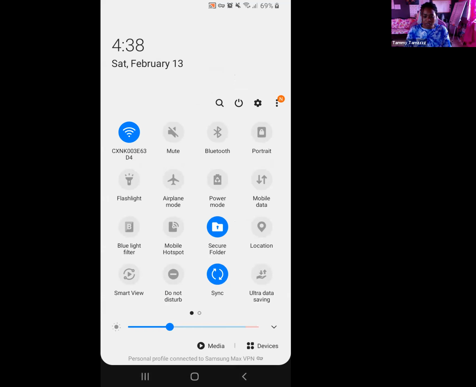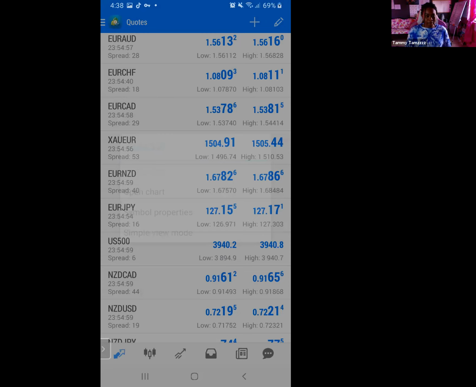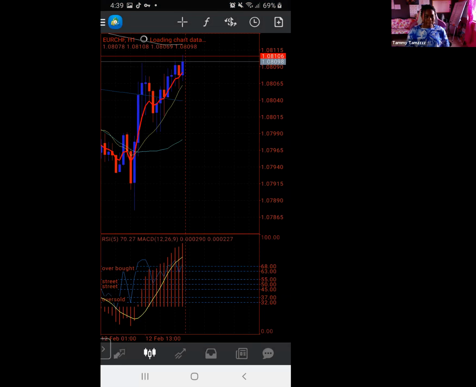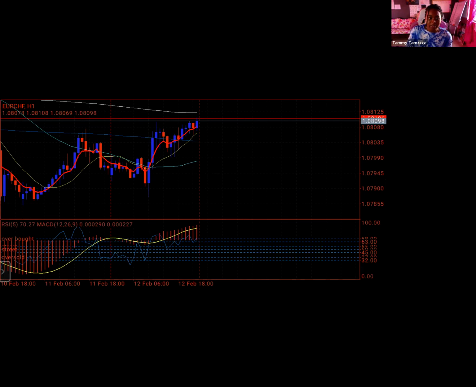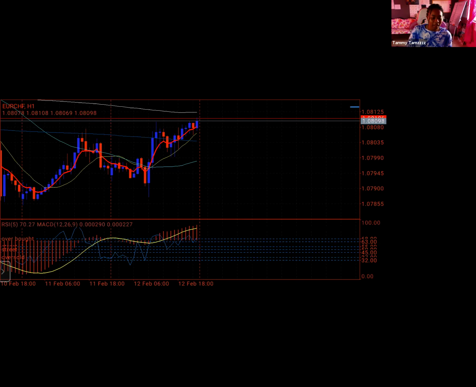All right, so Sherry is just going to show you guys how to do that on an Android. She has the Android. You see it has the same square, triangle, and circle icon right here. You tap that, and it takes her back to her chart, and now she has that horizontal line on her screen. Same thing for Androids.